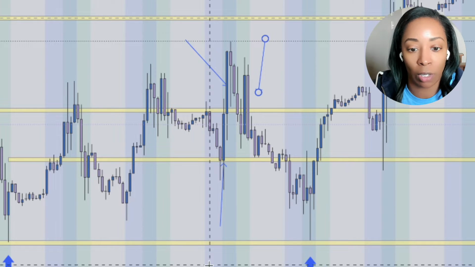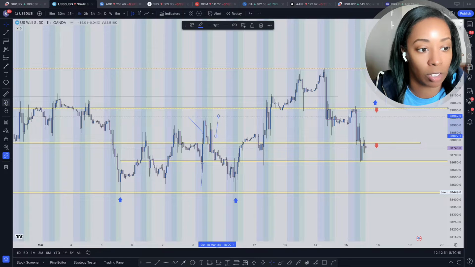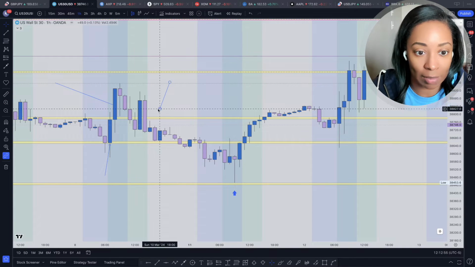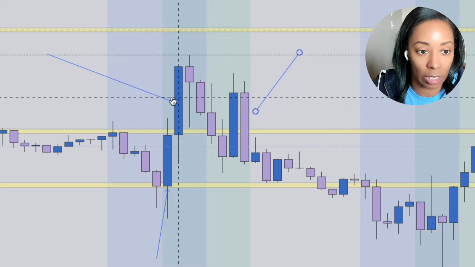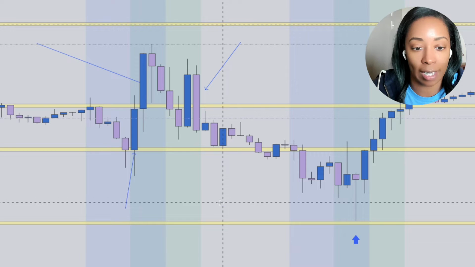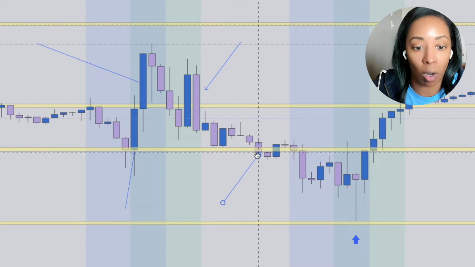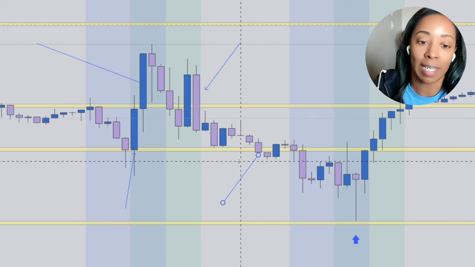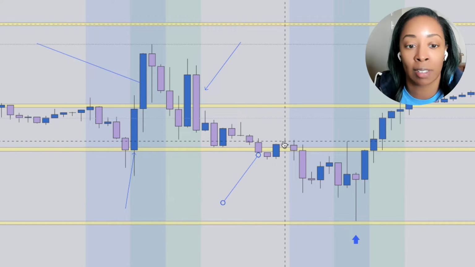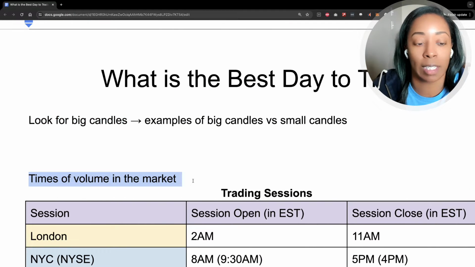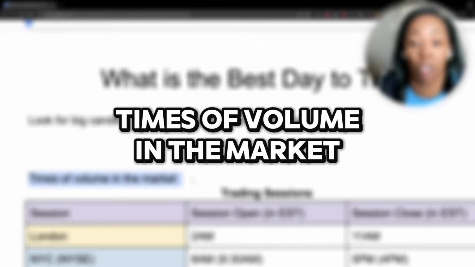And then if we go over, let's make this bigger actually, it's a little hard to see. All right, so like I was saying, really big candles right here, really big candle right here, right here. And then if we look at this area, we can see these are really small candles compared to these candles right here. So basically you have to look for volume inside of the market, and that leads me to my second point, which is you need to see when there are times of volume in the market.